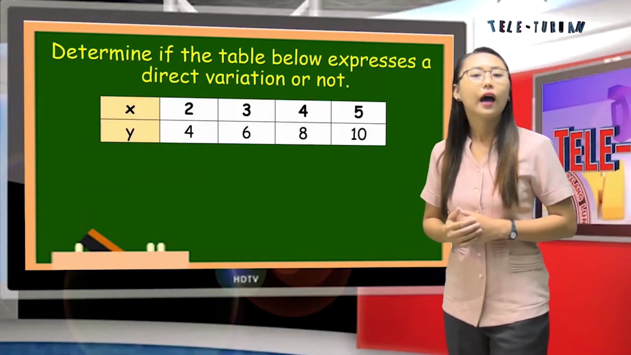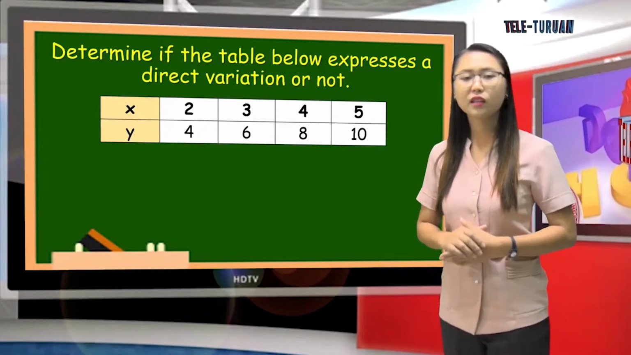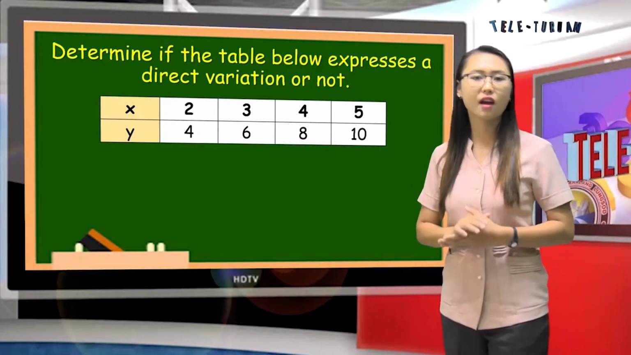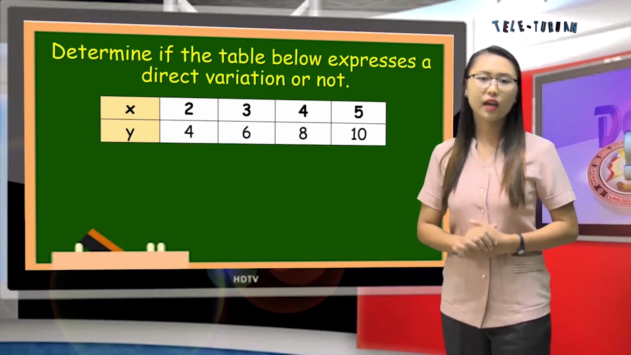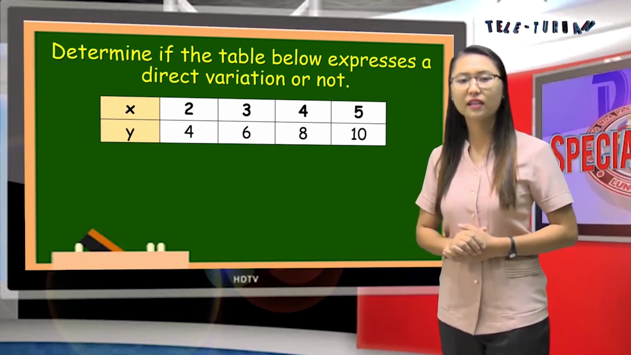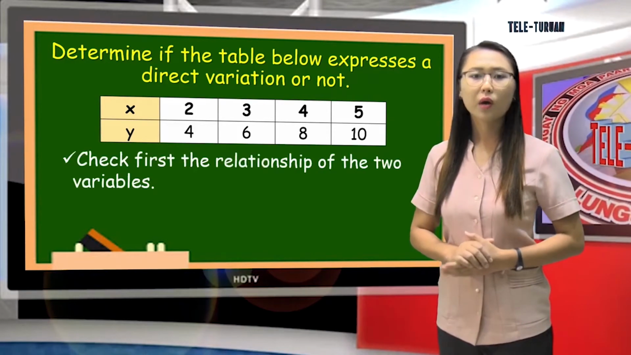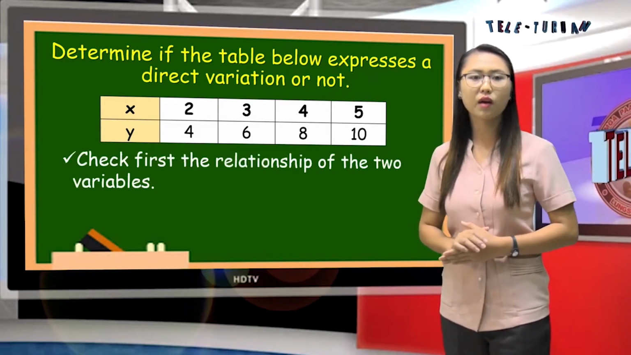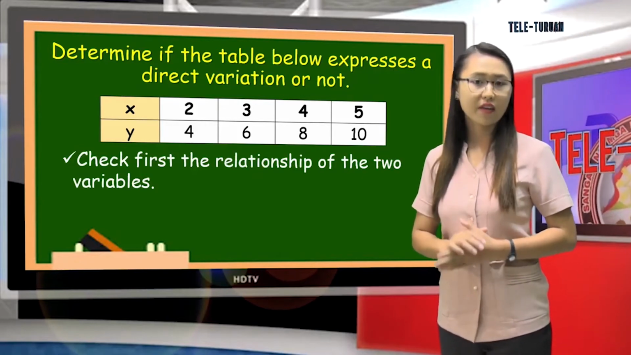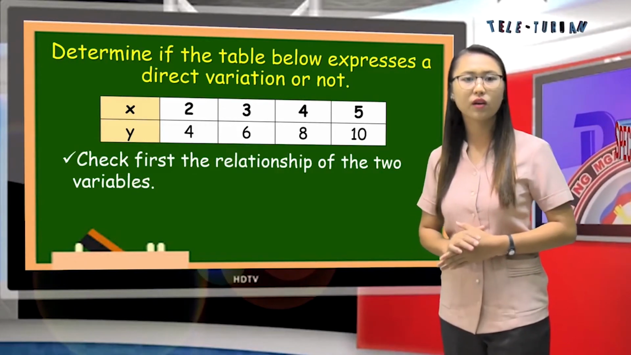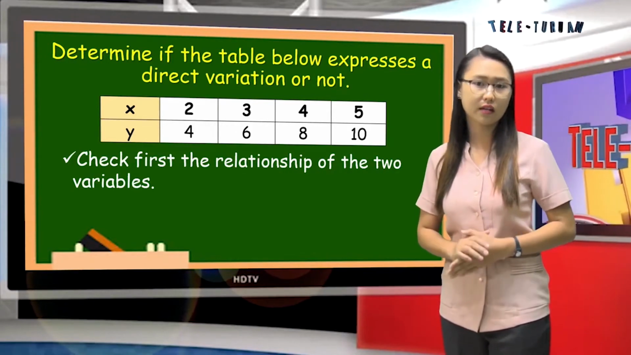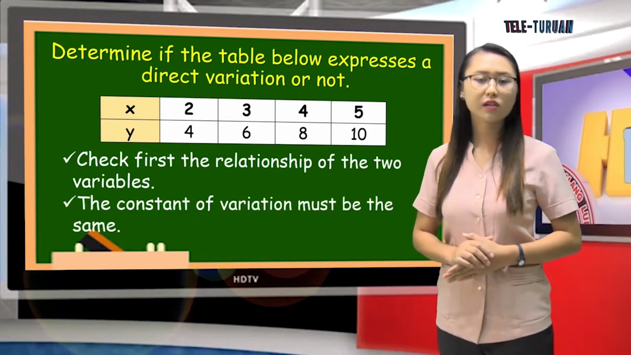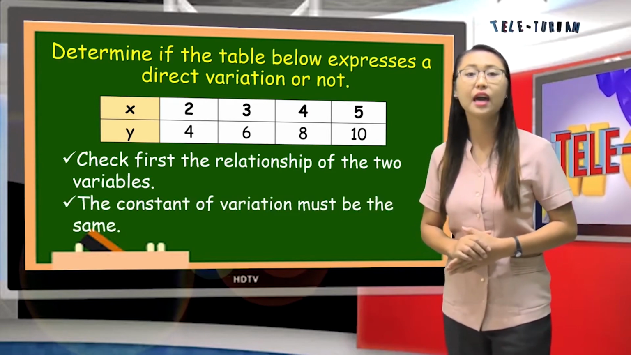Next, how to determine if the given table of values expresses direct variation or not. In order to say that the table of values expresses direct variation, we must check first the relationship of the two variables. If x increases, y must also increase, or if x decreases, y must also decrease. And the constant of variation of the given values must be the same.